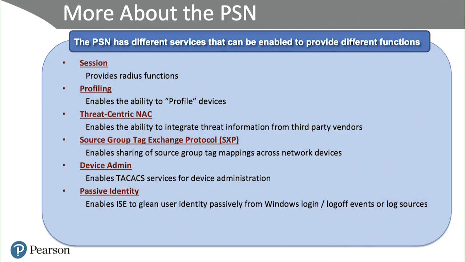Passive Identity basically enables us to get user to IP mappings from just Windows login logoff events. So I can get this passively without actually having authentication or 802.1X configured in the environment. And then finally is the pxGrid service. This again is our context sharing with other Cisco systems as well as third-party systems.